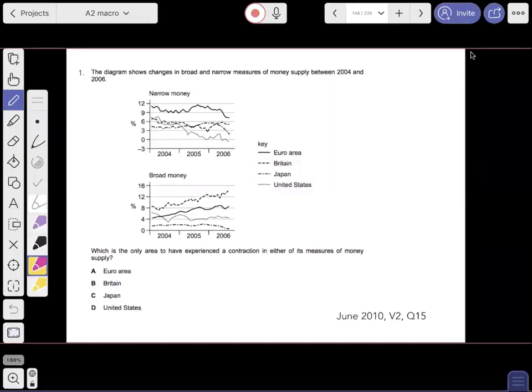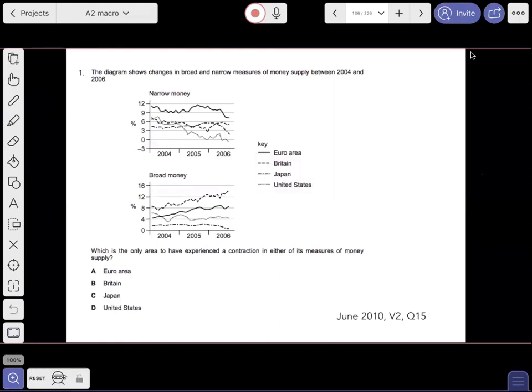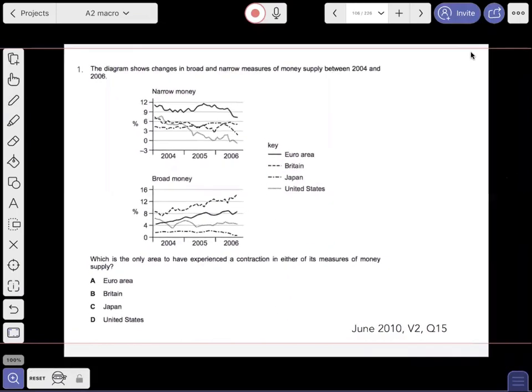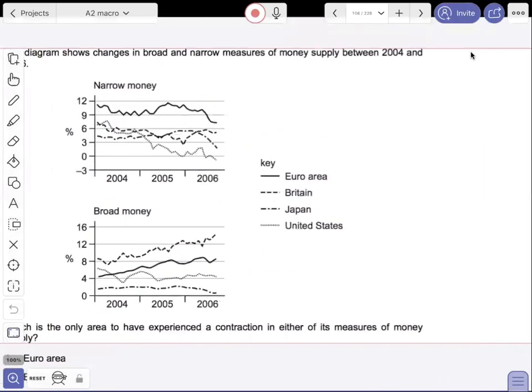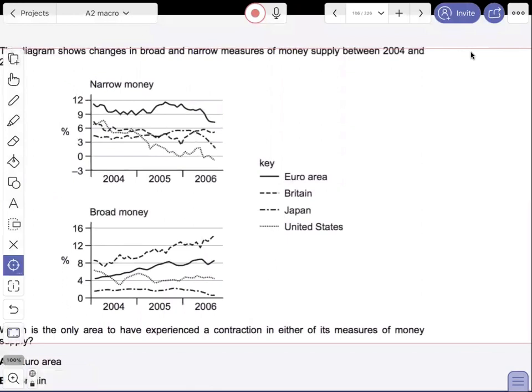Let's look at some of the MCQs, which can help us understand. The diagram shows the changes in the broad and narrow measures of money supply. If I could zoom this diagram, they gave you narrow money and broad money. Remember, broad money includes narrow money. We said that in our class. Broad money is narrow money plus more.